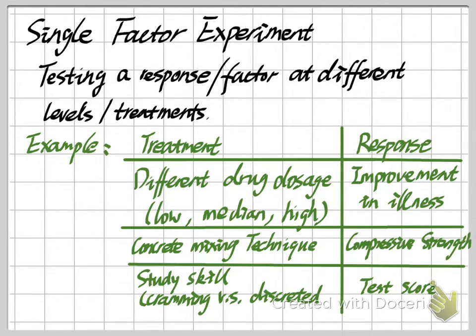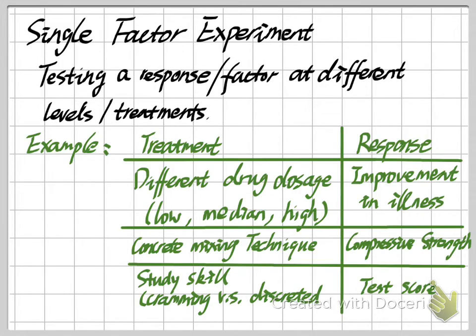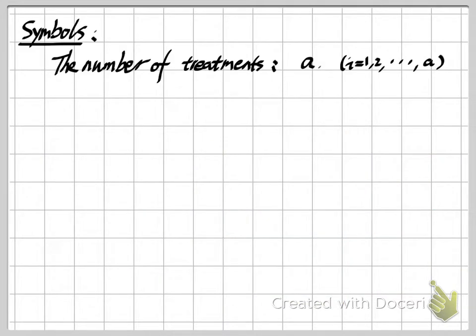Now, when we have this experiment or question in statistics, the first thing is we should use some symbols to denote them, right? To translate this to mathematics. So now let us denote the number of treatments as a small letter a. For example, if we talk about the medical experiment about the drug, then a should equal 3. And if we talk about the study skills, this means a will equal 2.